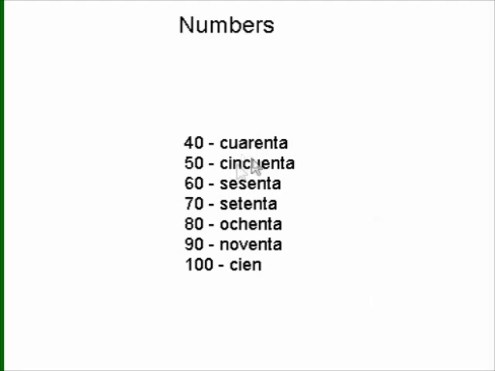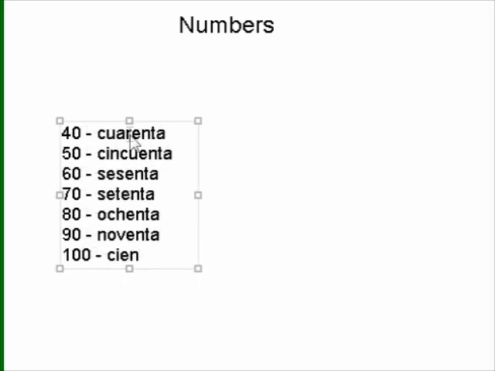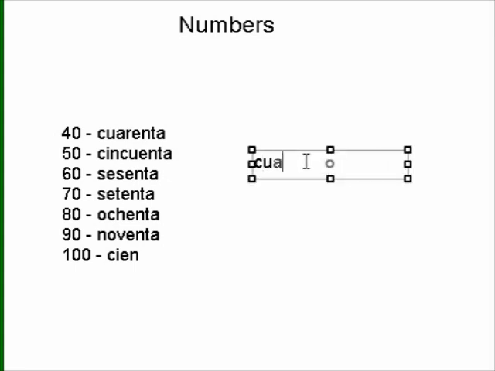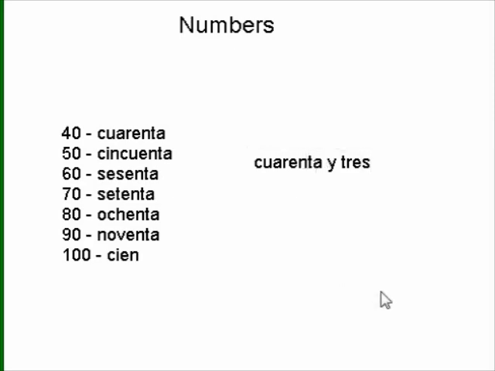Notice that each of these is based on the number that corresponds to it. So cuarenta is based on cuatro, cincuenta is based on cinco, and so forth. We can kind of see that written into the larger number here. Again, if we wanted to say 43, for instance, we would say cuarenta y tres. And that's the way we form the numbers.